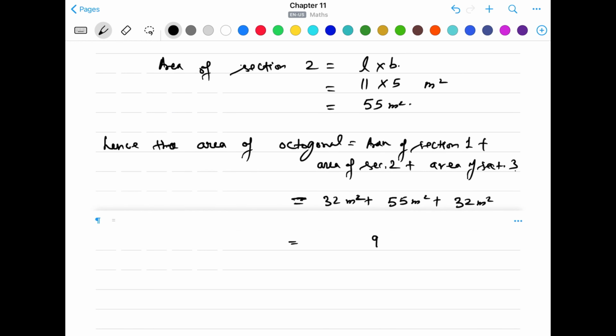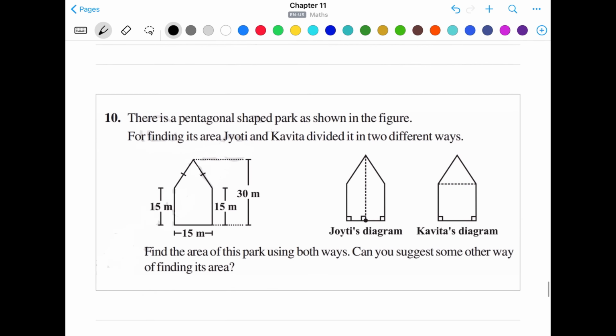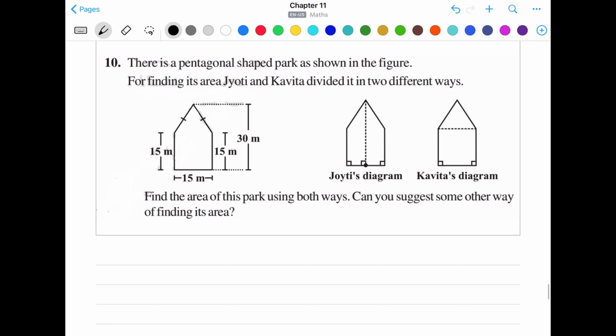Okay, so we have this 5 plus 2 plus 2 is 9. Now then this 5 plus 3 is 8, 8 plus 3 is 11. Okay, so the area is 119 meters square. Okay, so that's the answer of the question number 9. Moving to the next question now.